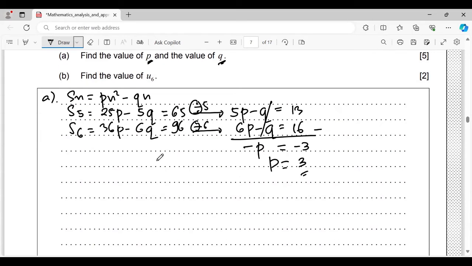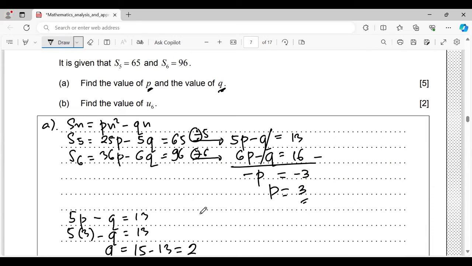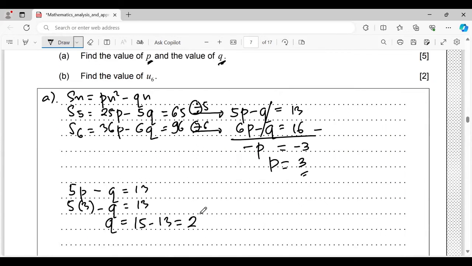Based on this equation, after simplifying, 5p minus q equals 13. So it is 5 times 3 minus q equals 13. So q equals 15 minus 13, which equals 2. Find the value of U6.